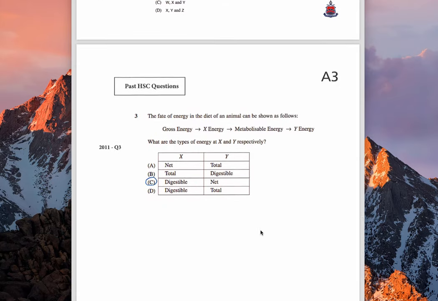This last question here is a very easy one. The fate of energy in the diet of an animal can be shown as follows. You've got gross energy, then you've got digestible, and then metabolizable, and then lastly you have net energy. So it can only be C on that one.